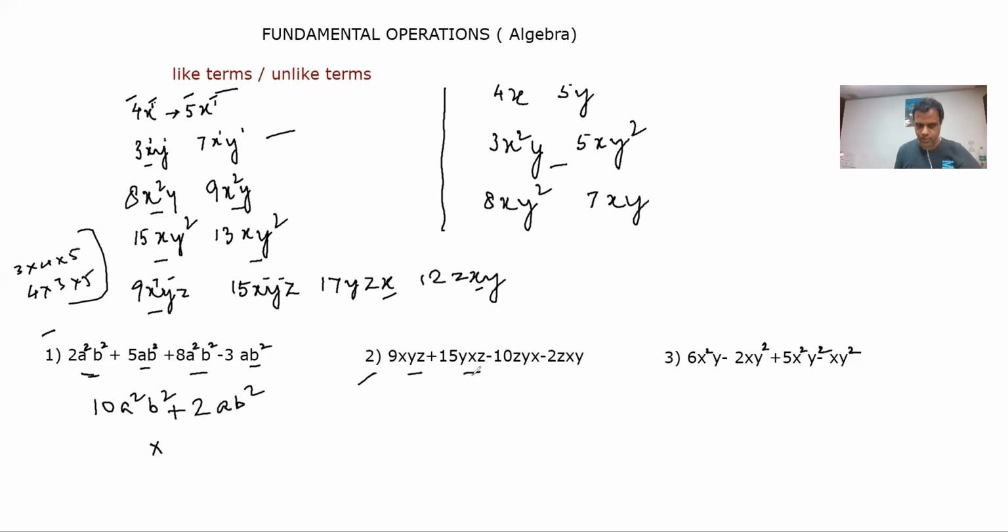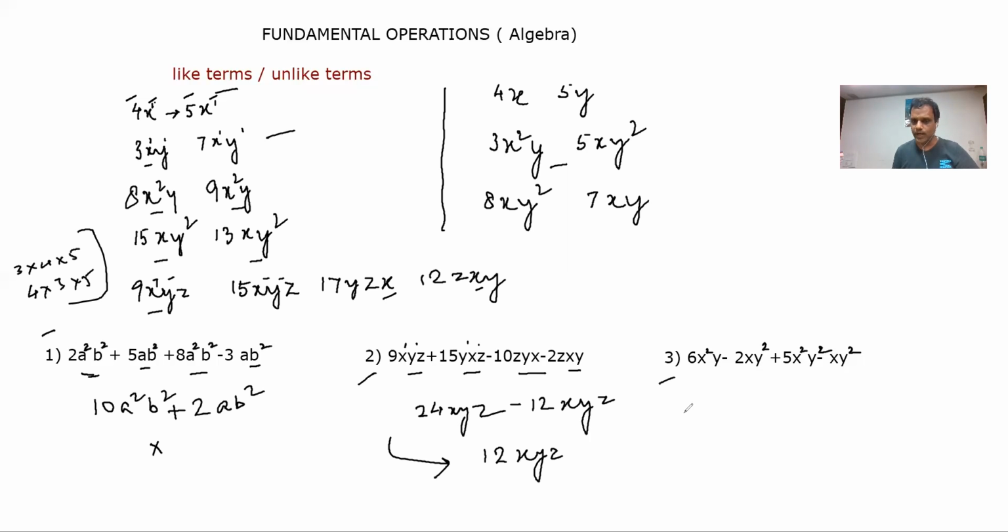xyz, yxz, zyx, zxy. All the variables same. Most important, their powers are same. So this can be clubbed, simplified into one number. Let's do the calculation. 9 plus 15, 24, xyz. And let me club them together. Minus 12 xyz, right? What is the answer? 12xyz. Simplified into one. The like terms can be simplified into one.